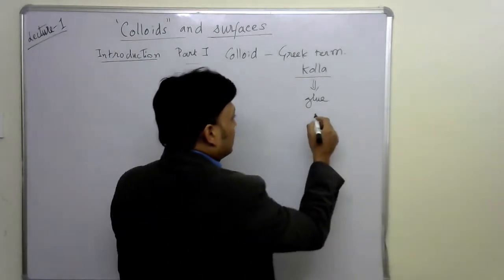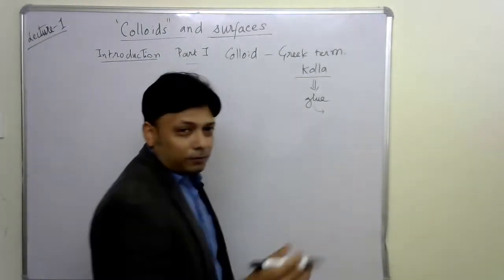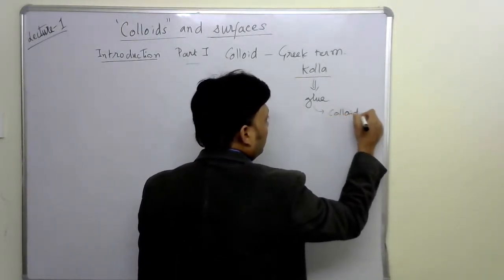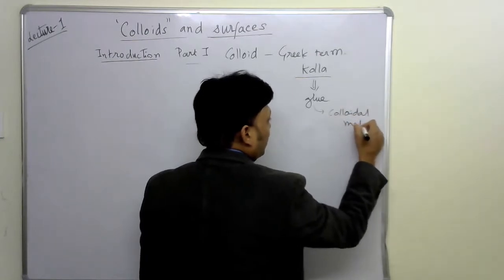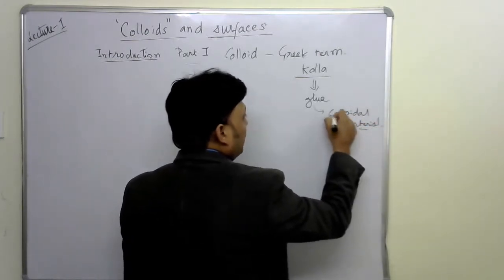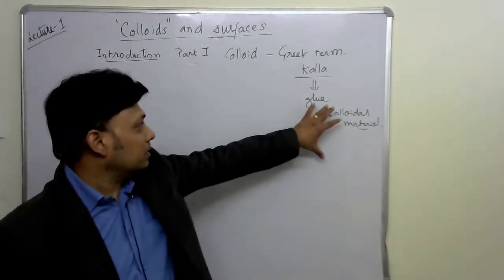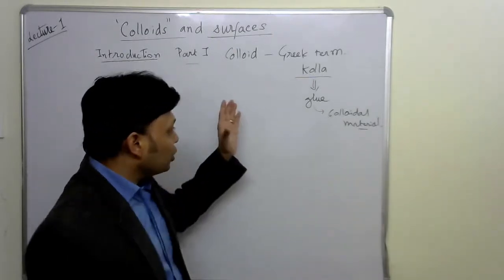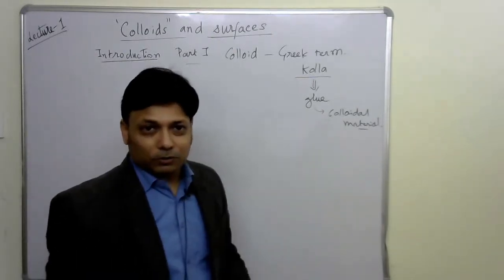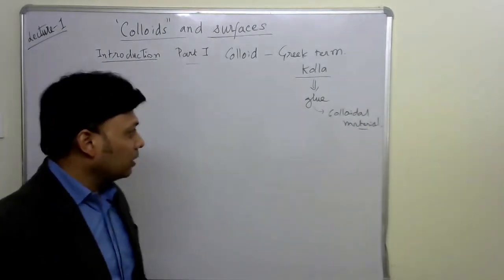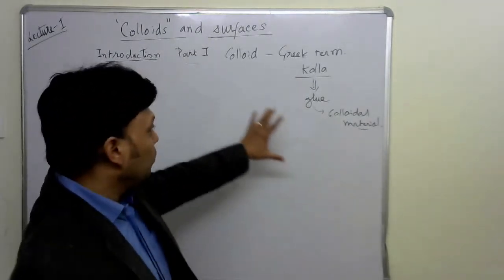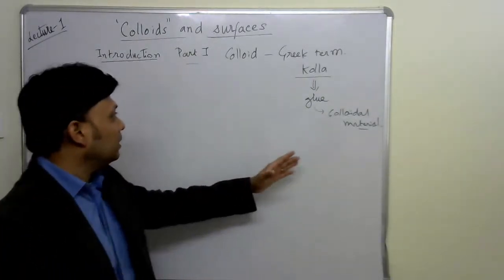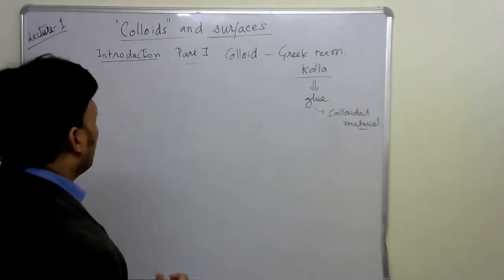Now interestingly, this glue was later found out to be actually a colloidal material. I will tell you later what that glue actually was, what its composition was, and why it is justified to call that glue a colloidal material. We have some distance to go and then we will understand. So that's the origin of the term colloid.